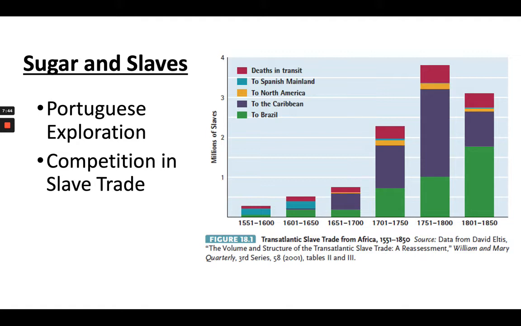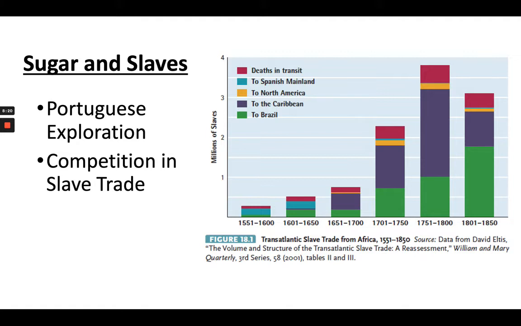Slave trade will become increasingly important as plantations, in particular sugar and tobacco plantations, demanded constant labor. By 1600, the slave trade dominated all other kinds of commerce on the African coast. Portugal controlled most of the African coastal slave trade until 1637, when the Dutch seized the fortress of Elmina. So that removes the Portuguese monopoly on the slave trade.